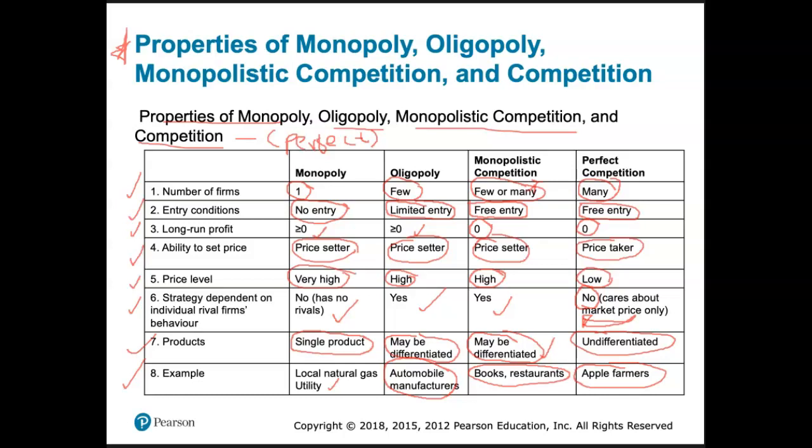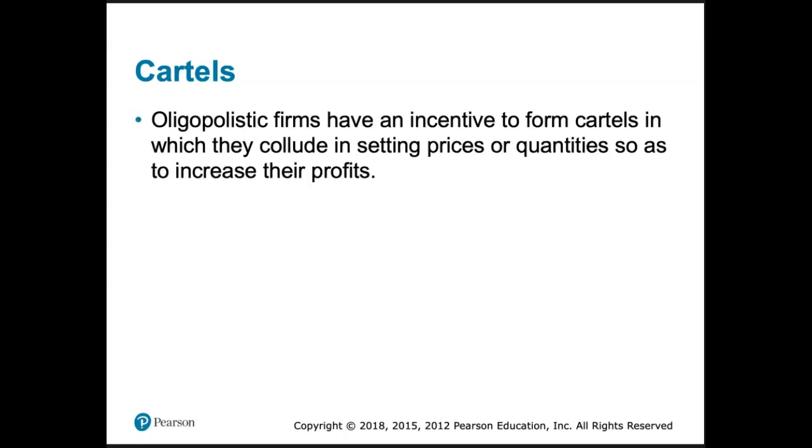The next thing we'll look at, after understanding market structures and looking at the definition of an oligopoly and monopolistic competition, is cartels. So we said cartels are basically oligopolistic firms that have an incentive to collude in order to act like a monopoly, so that they can set high prices and reduce quantity in order to increase their profits.